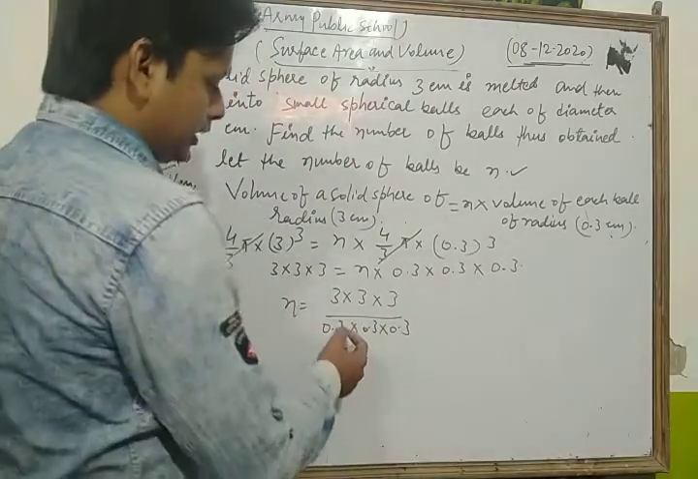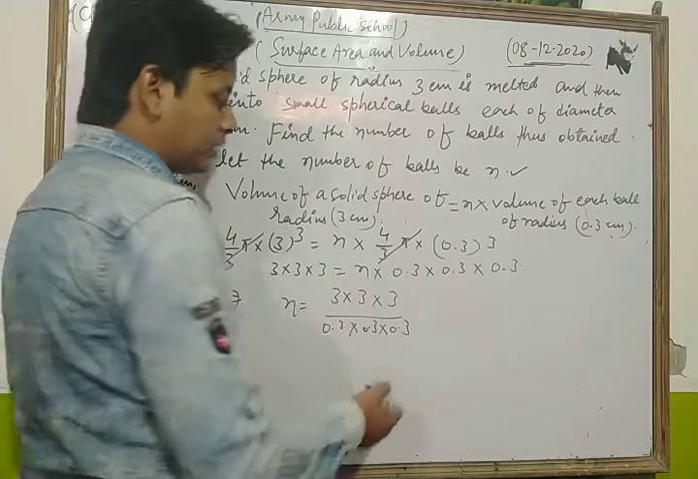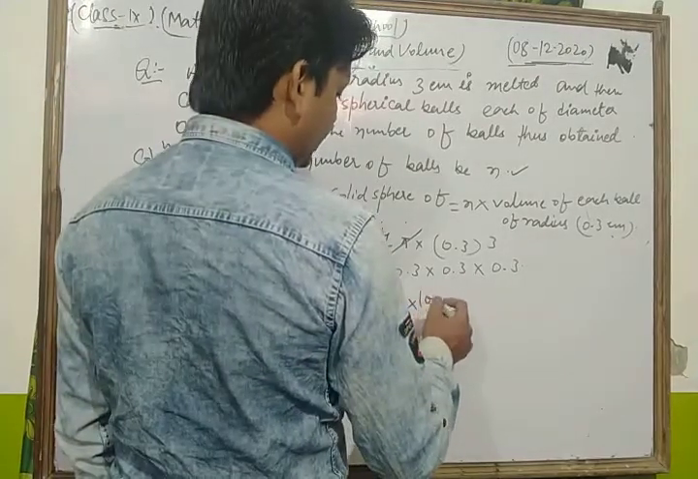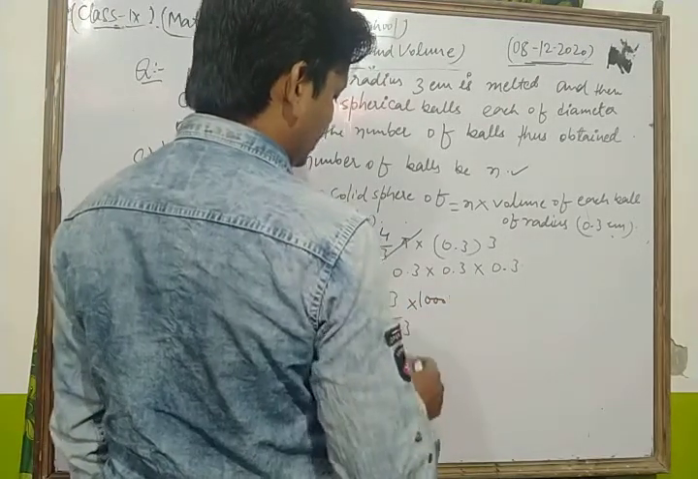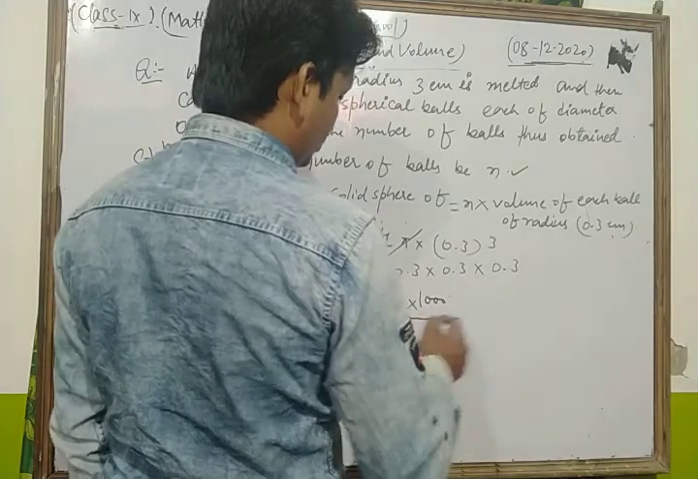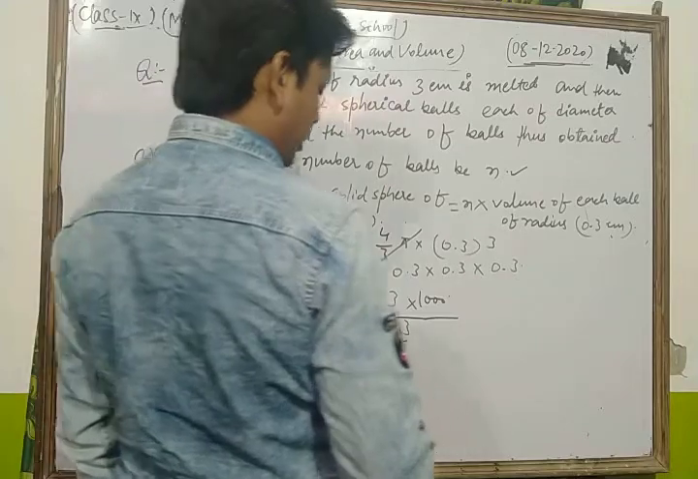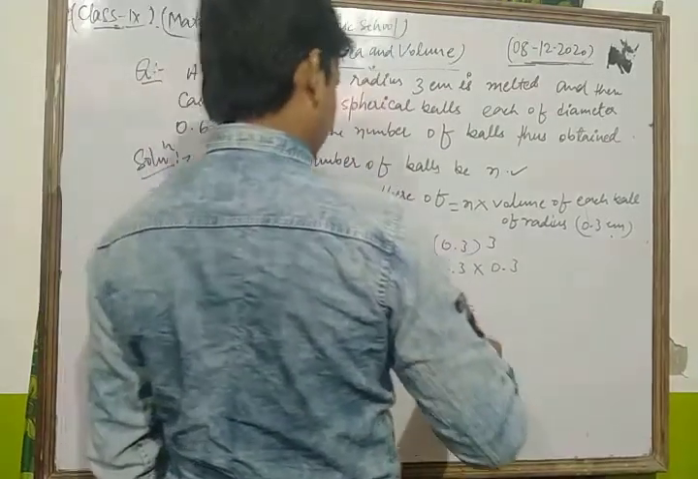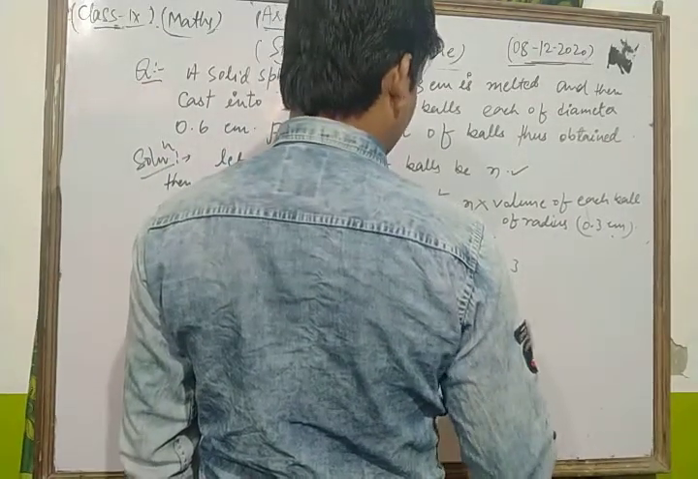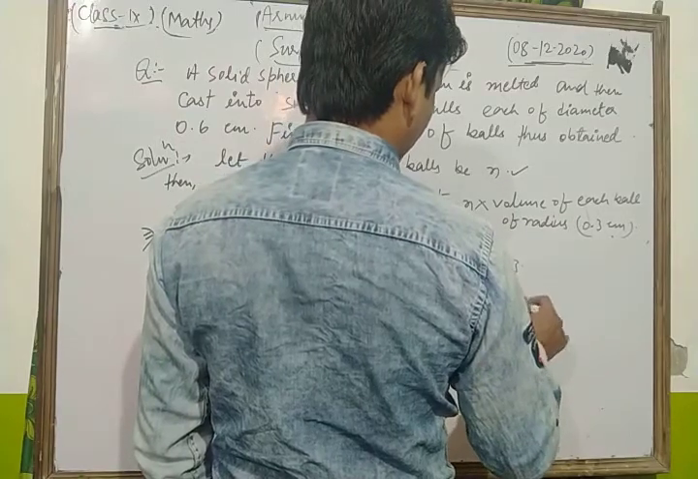Now, dear friends, there are 1, 2, 3 decimal positions. So if we write 1000 in the numerator, the decimal cancels. Now we get 3 3s are 9, 27, into 1000.